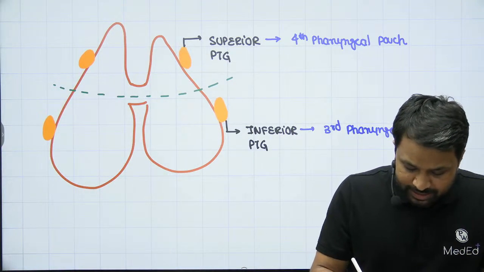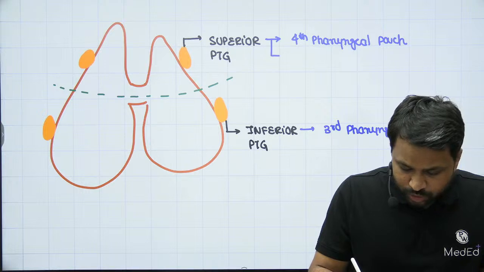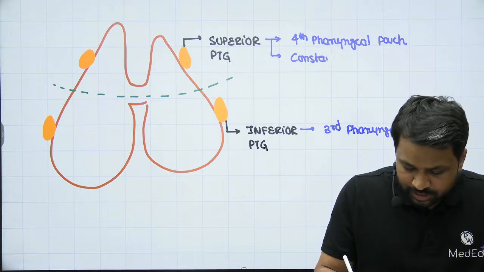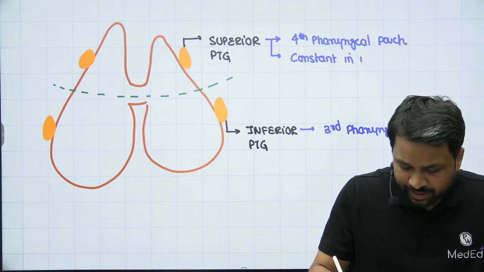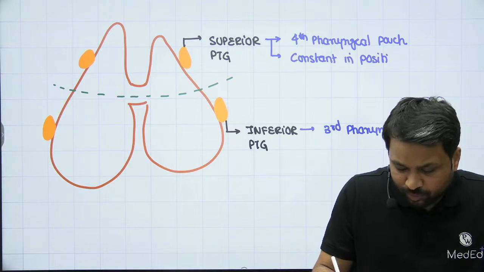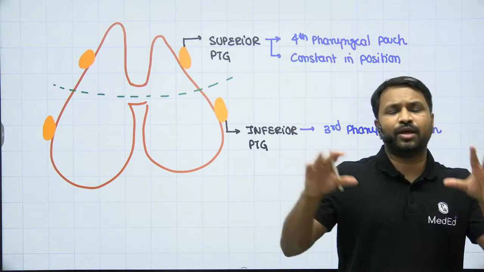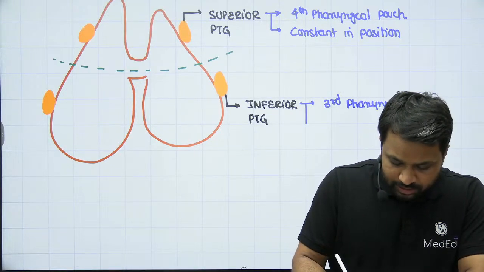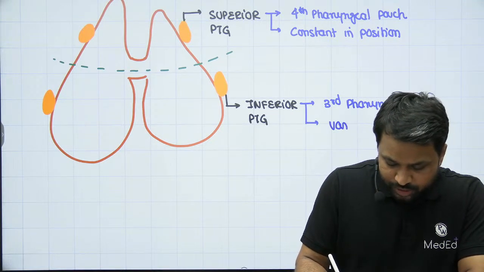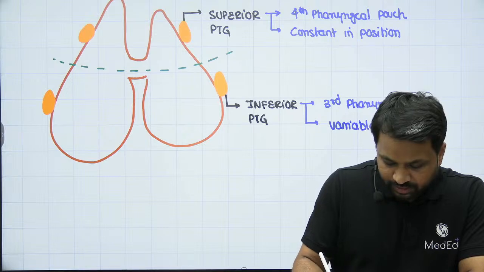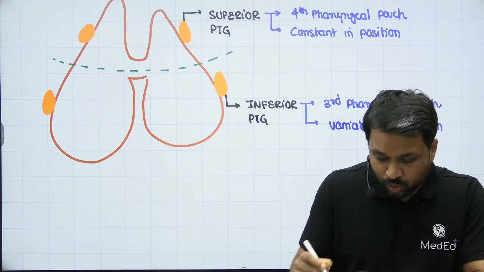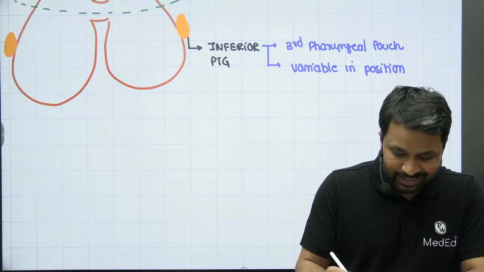Another interesting thing is that superior parathyroid glands are usually constant in position. That means I can expect them to be present at one particular location where I would like to find them in general. Inferior parathyroid glands, on the other hand, are variable in position. Now, because they're variable in position, how would I try to localize them?